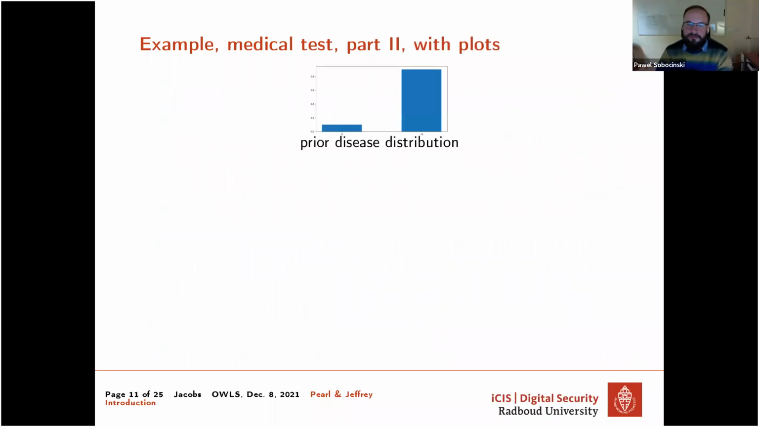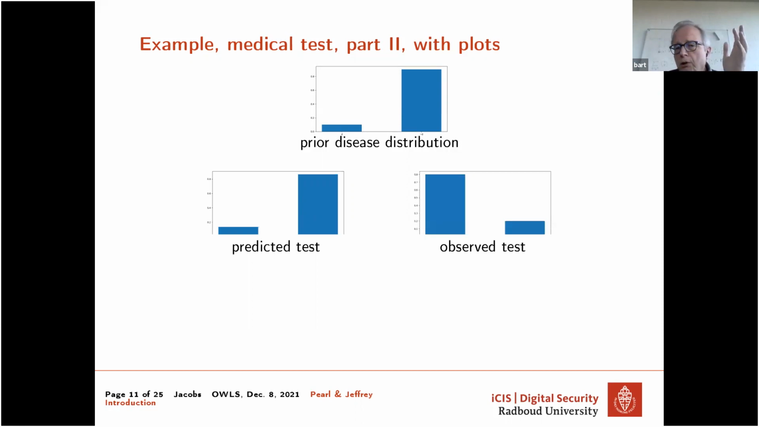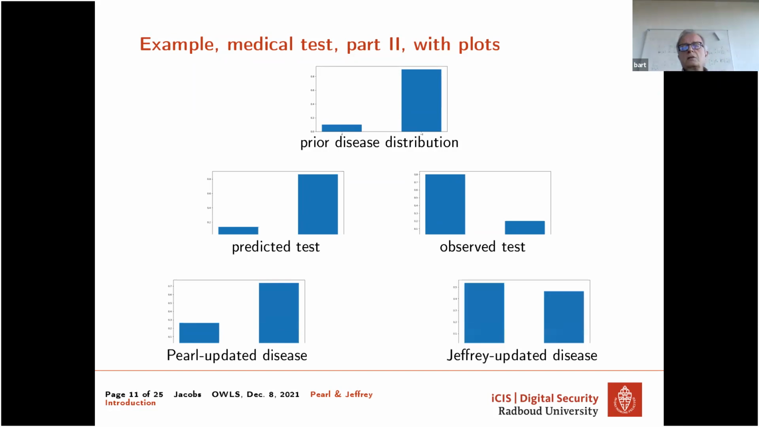Let me describe the situation again. In plots, there's a priori disease probability. It was 10%. The predicted test said it's 80%. Oh, sorry, it was 13% likelihood of the disease. The observation was it's 80% sure that the disease happens. Then Pearl's update rule gives this, or was it 26? And Jeffrey gives 54 disease likelihood. And you see some big differences. What's going on here?